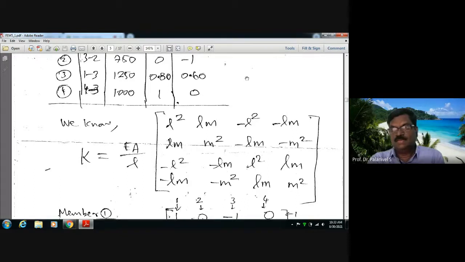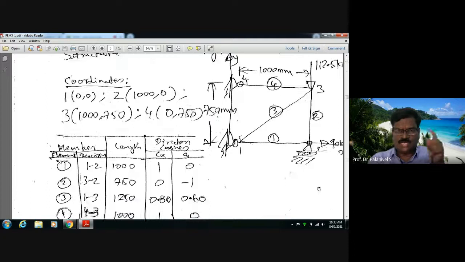Multiply minus L into minus L, L square. And then minus L into minus M, LM. You can do it. This way you can multiply and write down this. You need not memorize it. Don't memorize it. You can obtain it by multiplying those two. You have to apply your mind and understand the concept.